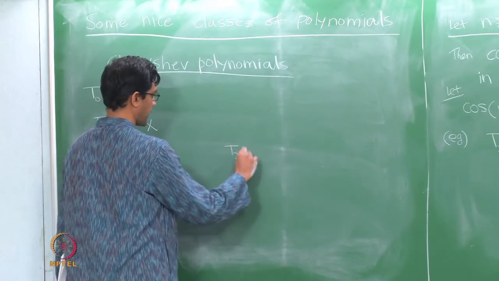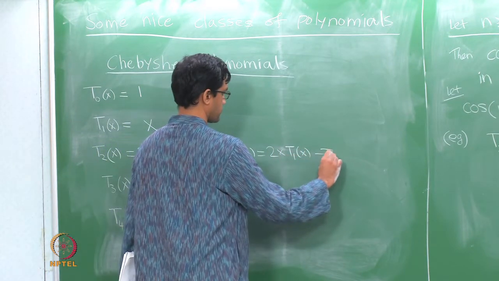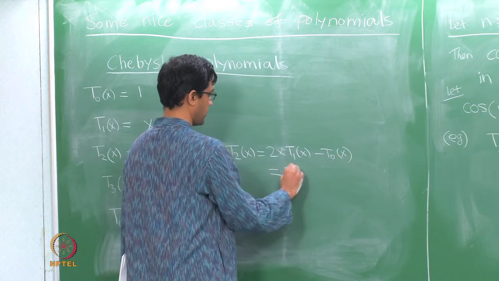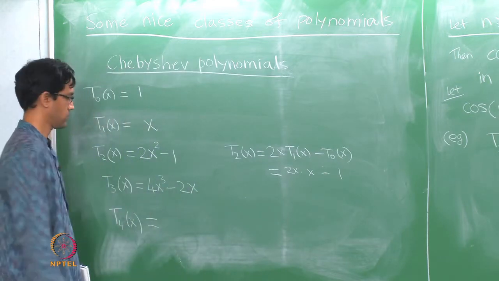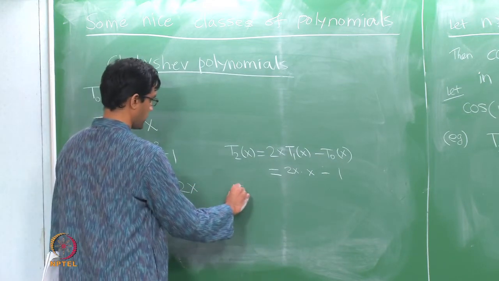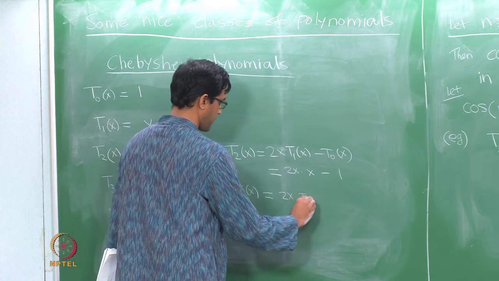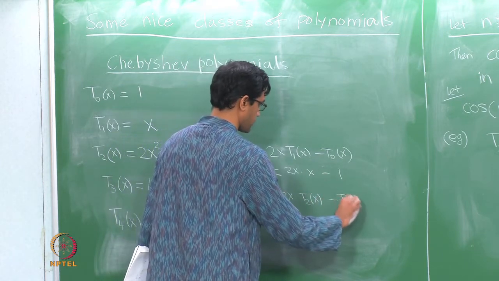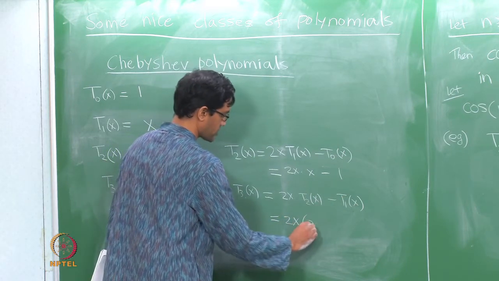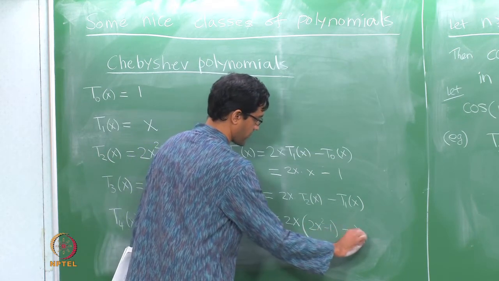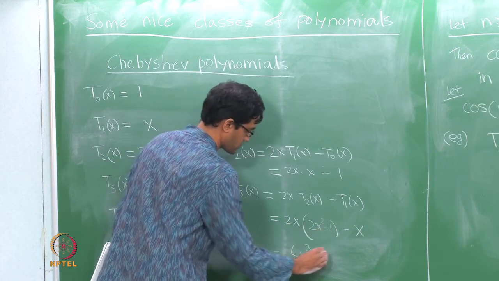So T2 should actually have been 2x times T1 minus T0, and this is 2x times x minus T0, so 1. That is exactly 2x squared minus 1. Let us compute T3 in a similar fashion. T3 according to the recurrence relation should have been 2x times T2 of x minus T1 of x. Okay, so let us use this to calculate. It is 2x times T2 of x, which is 2x squared minus 1, minus T1 of x, which is x, so that should be 4x cubed minus 2x minus x, which is minus 3x.